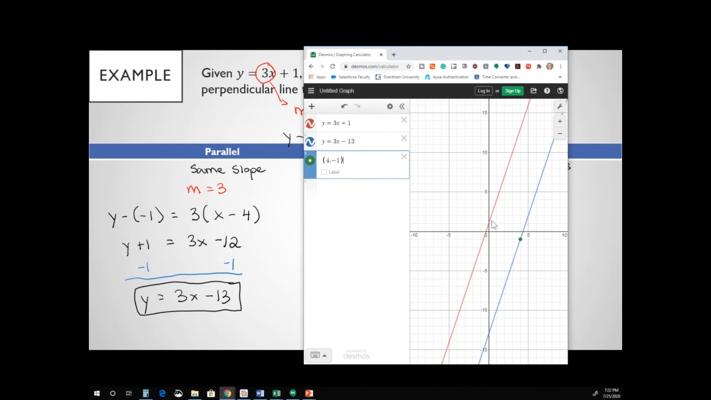So you can see that now I have an equation of a line and it's parallel. So the blue line is our answer. It's parallel to the red line. And it goes through the point, which is green, so it fits all of our requirements here.